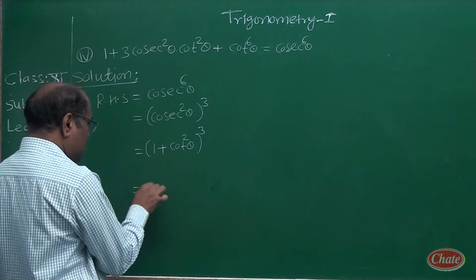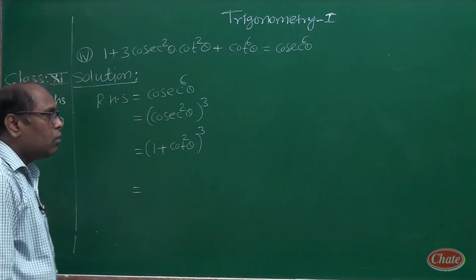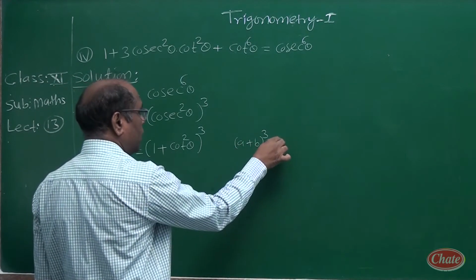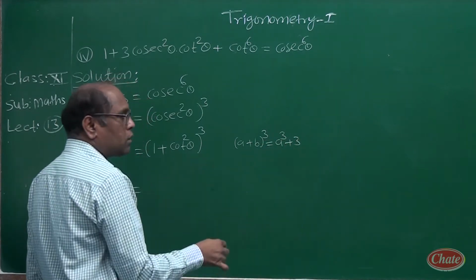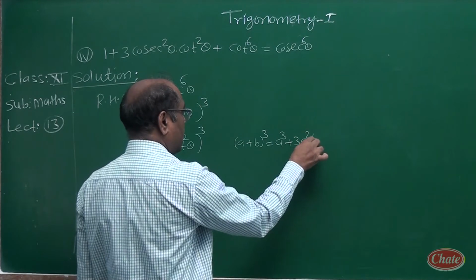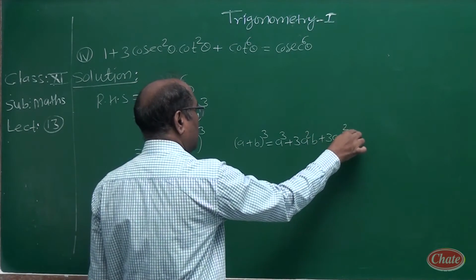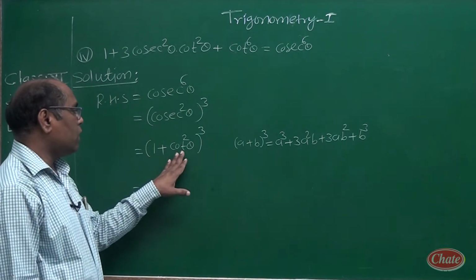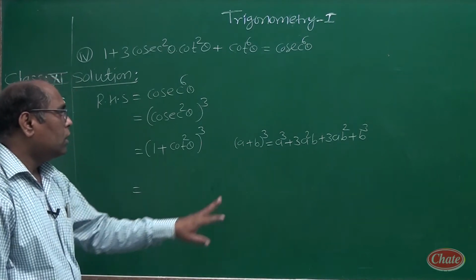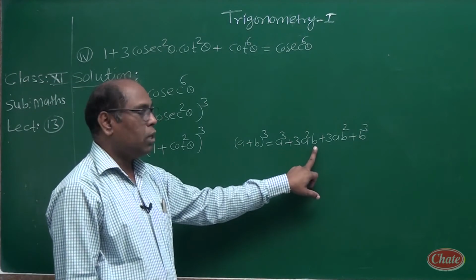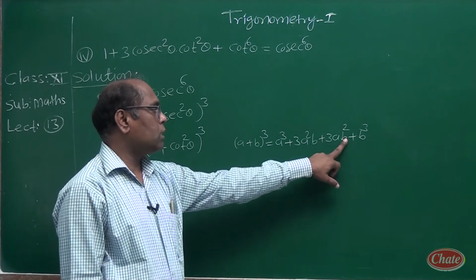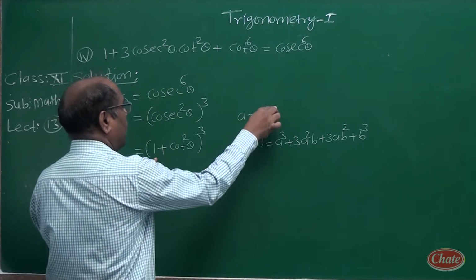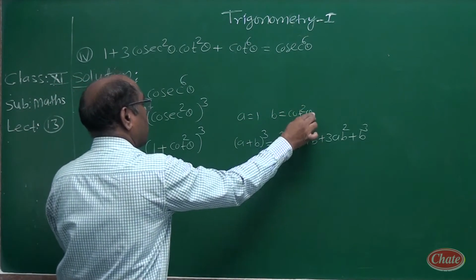Now here we take the expansion. What formula do we use? A plus b bracket cube is a cube plus 3 a square b plus 3 a b square plus b cube. We use this formula here. 1 plus cot square theta bracket cube, a plus b bracket cube, that is a cube plus 3a square b plus 3a into b square plus b cube. Here a means 1 and b is equal to cot square theta.